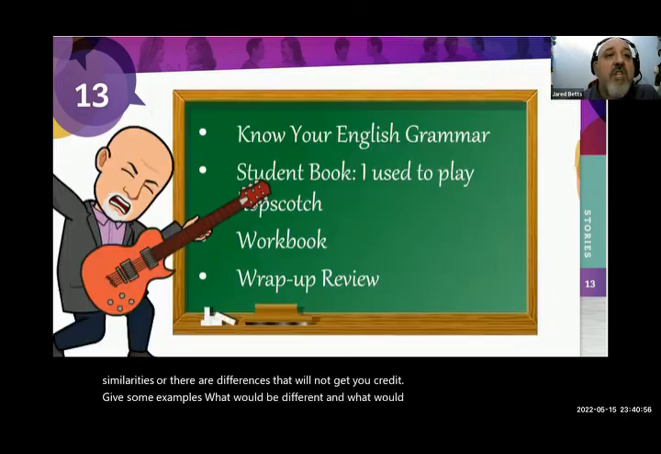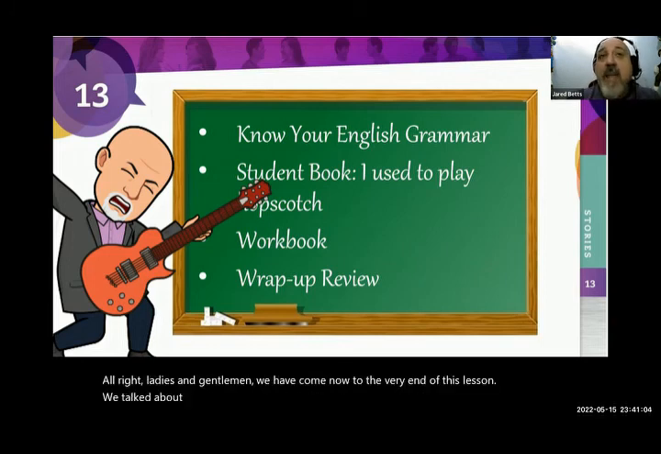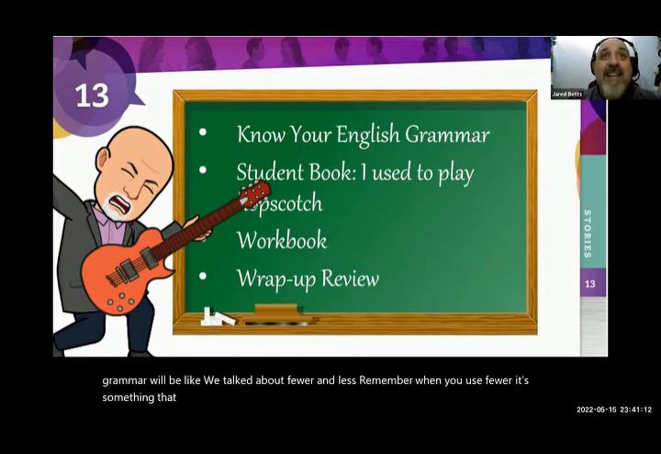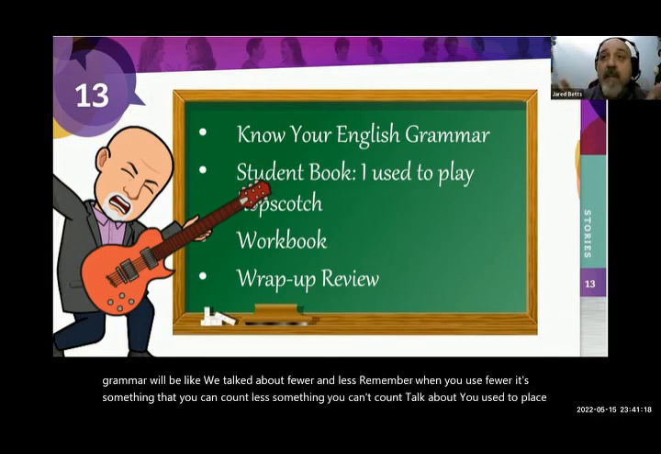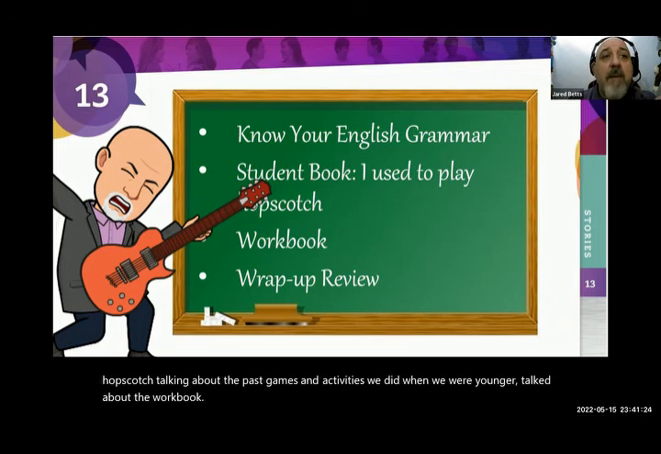All right. Well, ladies and gentlemen, we have come now to the very end of this lesson. We talked about English grammar and knowing what grammar will be like. We talked about fewer and less. Remember, when you use fewer, it's something that you can count. Less, something you can't count. We talked about used to play hopscotch, talking about the past games and activities we did when we were younger. We talked about the workbook, and now we've wrapped it all up.